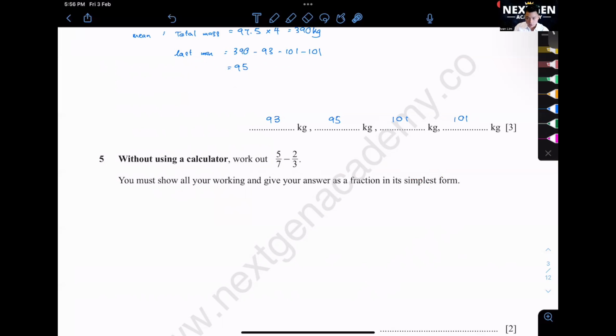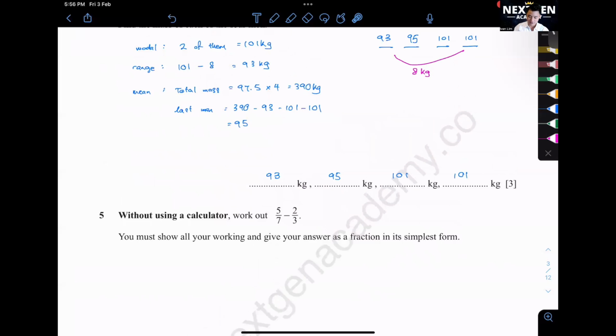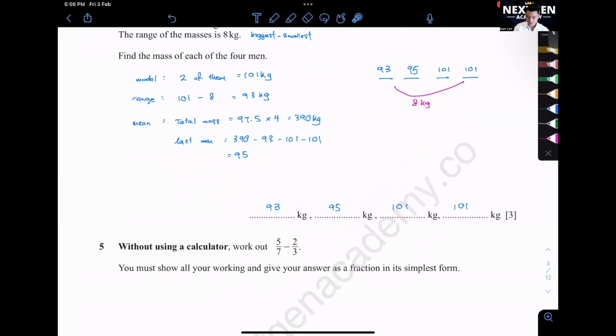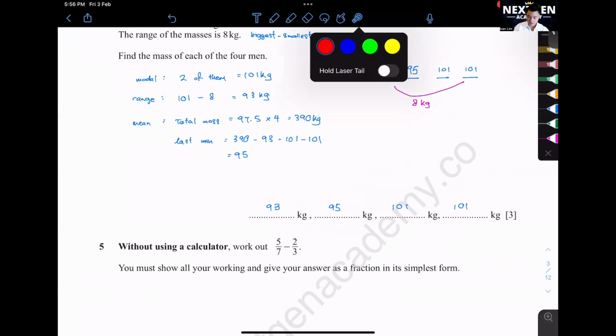Okay, when they say don't use a calculator, do you use a calculator? Okay, of course you do. You use your calculator just to check for the answer first. Okay, don't just follow the instruction. Okay, come, screenshot this.